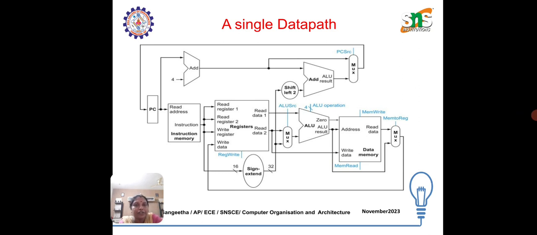Here the instruction fetch unit is the PC and instruction memory, followed by the register file, the ALU unit, and multiplexers. Multiplexers are used to select one output from many inputs, and the final stage is data memory. After executing an instruction, the data are written back to the registers, and the data are fetched from the data memory. Here also a multiplexer is used. So this is the single data path for executing an instruction.